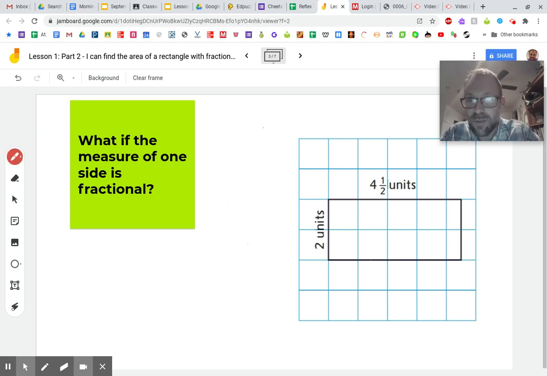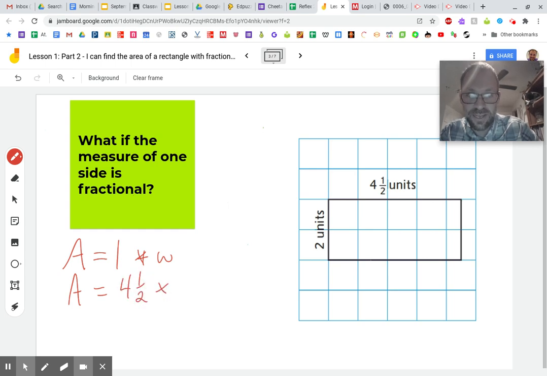Back to the same problem we started with in the first lesson. It's a rectangle that's 2 units in width and 4.5 units in length. So if we go back to area, the formula is area equals the length times the width. Well, we can plug in the numbers. Let's see, area equals 4.5 times 2.